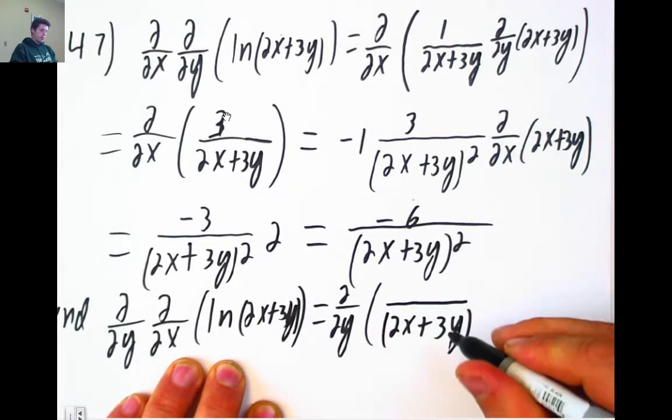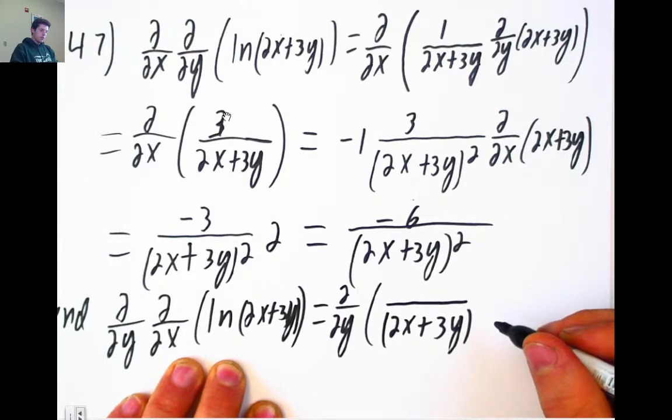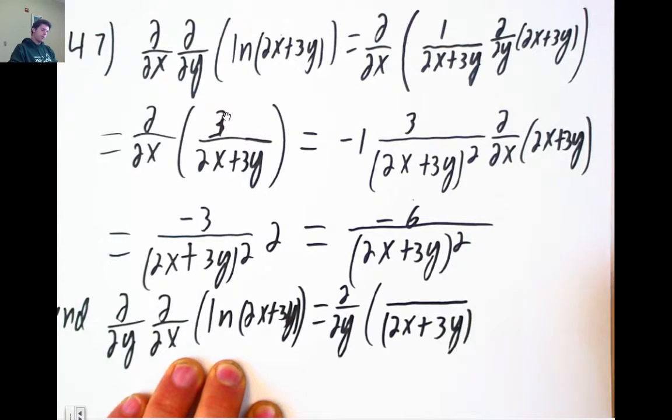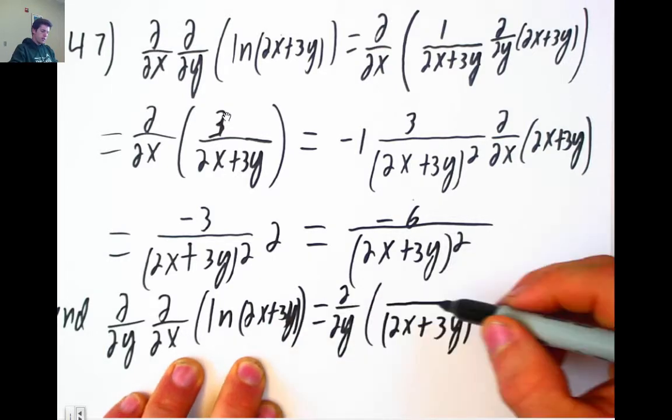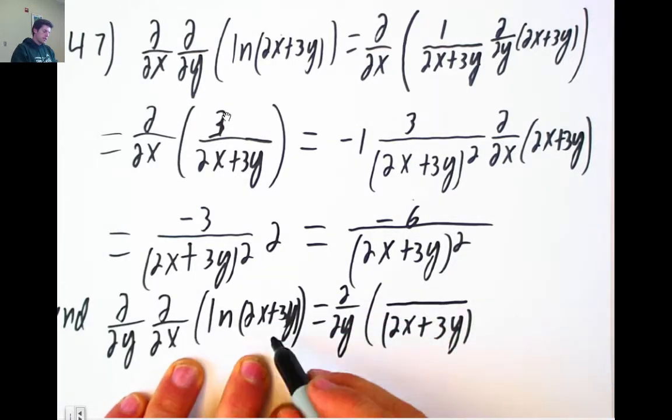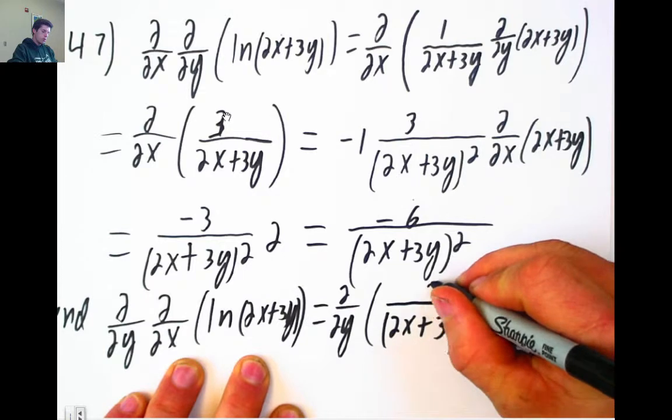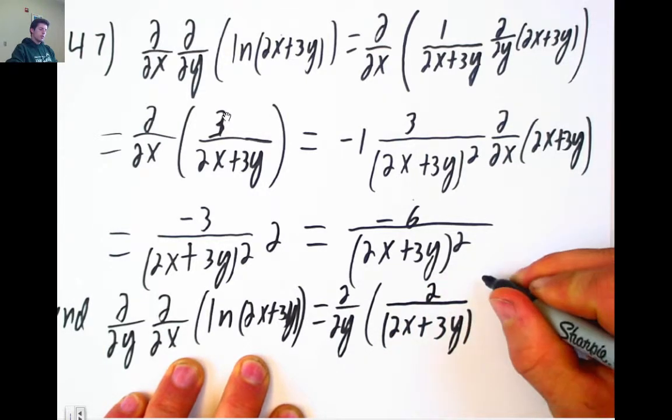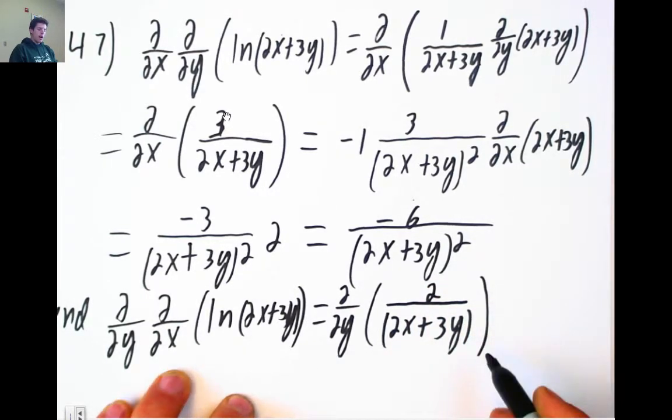Okay, so I don't know why I put that parentheses in there. Yeah, that doesn't need to be there at this point. I was just looking up there. Okay, anyway, the derivative with respect to x is what I'm calculating. 1 over something times the derivative of the argument. The derivative with respect to x of 2x plus 3y is 2. Alright, then I've got the derivative with respect to y left to do.